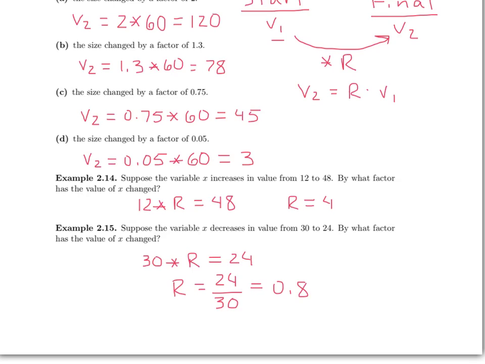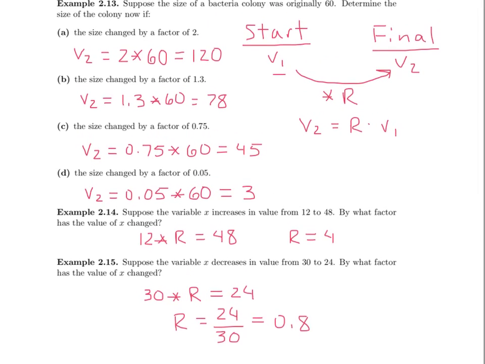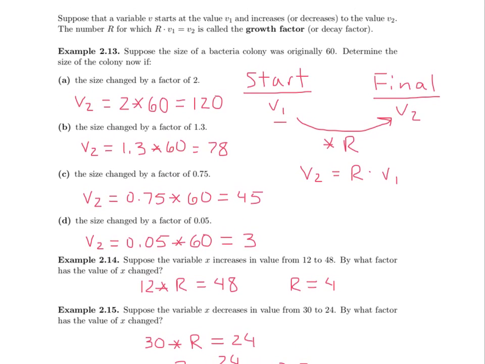Before going on to the next page, it's worth stopping here and making a few observations based on these examples. First of all, notice that if you have a factor that is larger than 1, for example, the 2 and the 1.3, this corresponds to growth in a variable. Here, the variable increased from 60 to 120. Here, the variable increased from 60 to 78. This is due to a factor that is larger than 1.